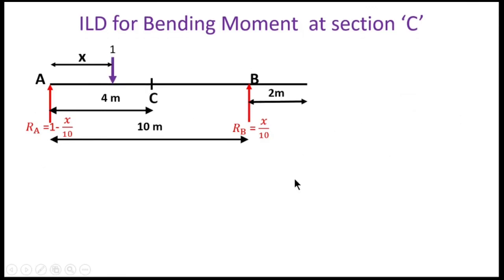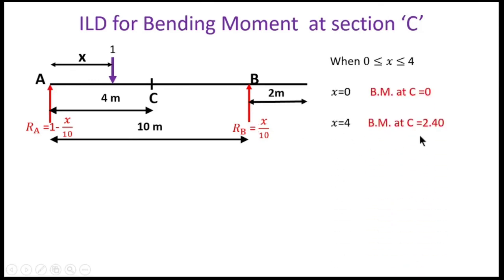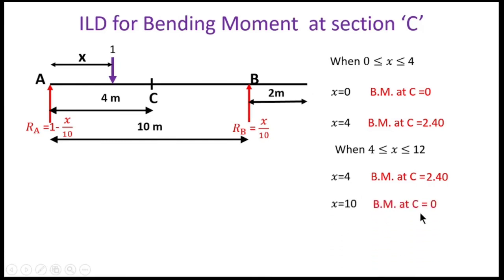So now we draw the influence diagram for the bending moment at section C. We know when the load is between 0 to 4, x is equal to 0, bending moment is 0, and x equal to 4, bending moment is 2.4. Then apply the load from 4 to 12. In that case, x equal to 4, bending moment is 2.4, and x equal to 10, bending moment is 0, and last x equal to 12, bending moment at C is equal to minus 0.8.